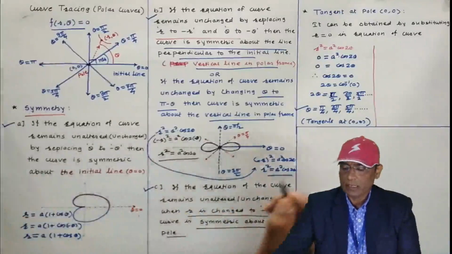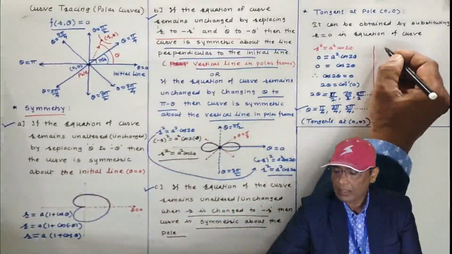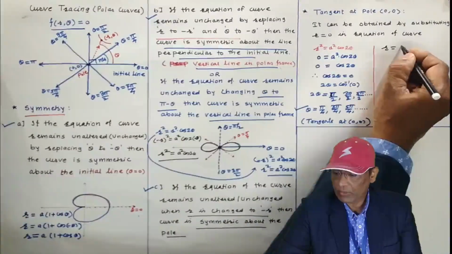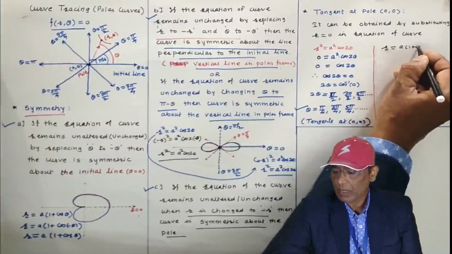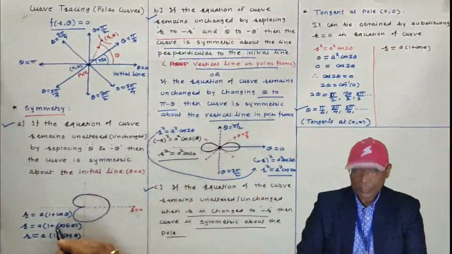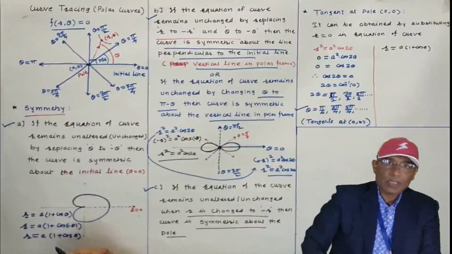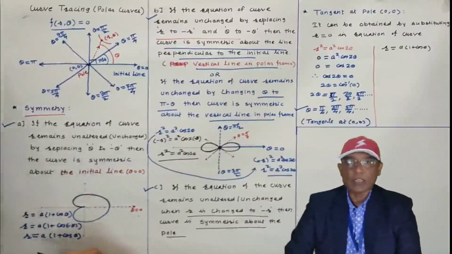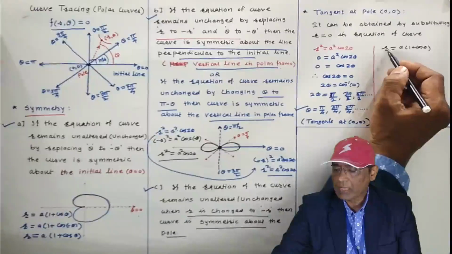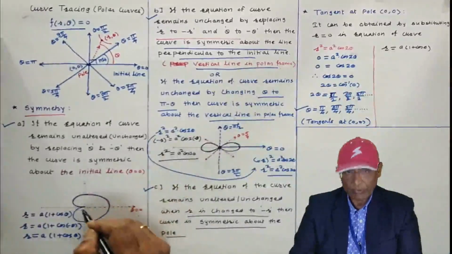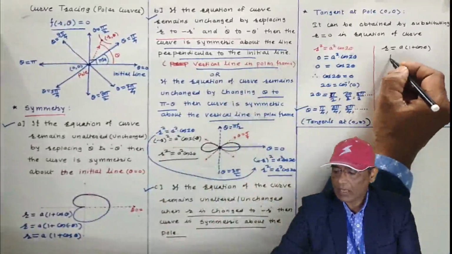Now the tangent at pole, second example I am taking, r is equal to a(1 plus cos theta). Okay, this is the cardioid. This curve I have already drawn. That's the same example I am taking to explain tangent at the pole. r is equal to a(1 plus cos theta) is this curve. I want to find out the tangent at pole.